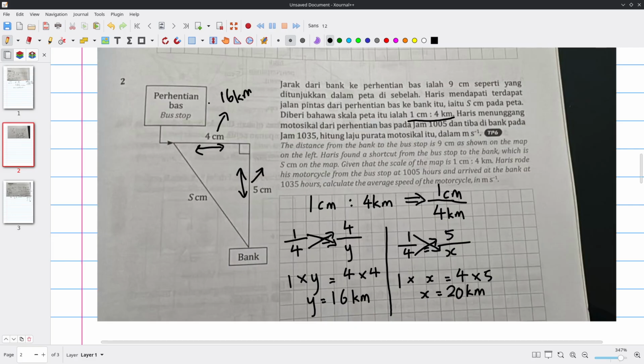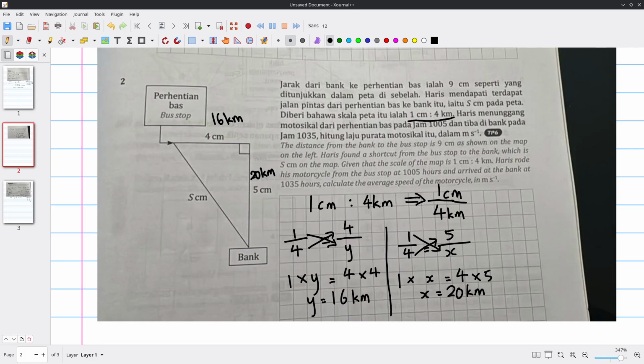Alright, so kalau cikgu tengok di sini, dia punya data, jadi yang 4 cm ni cikgu akan jadi 16 km. Yang 5 ni, the true value is 20 km. Okay, so that's the first step.